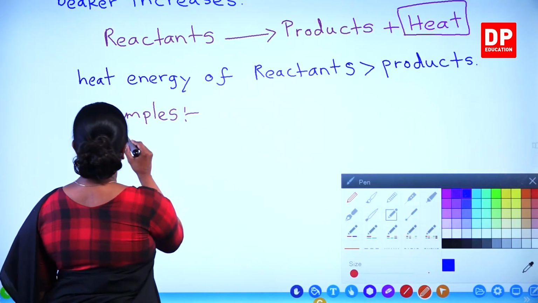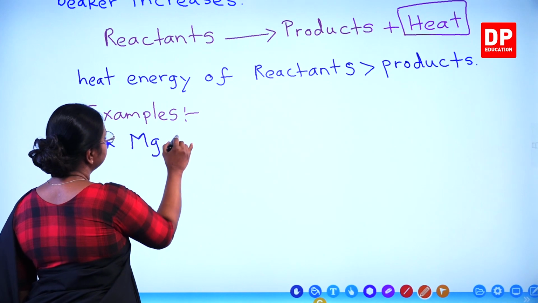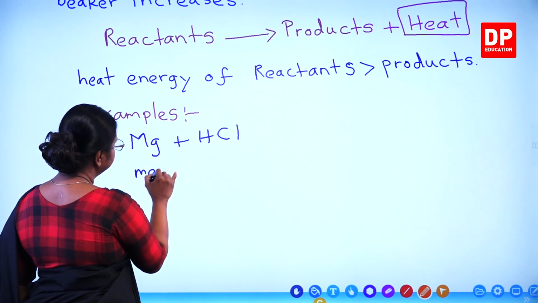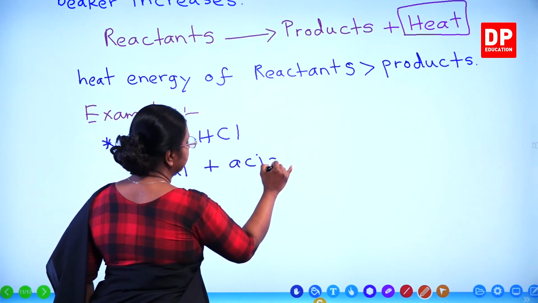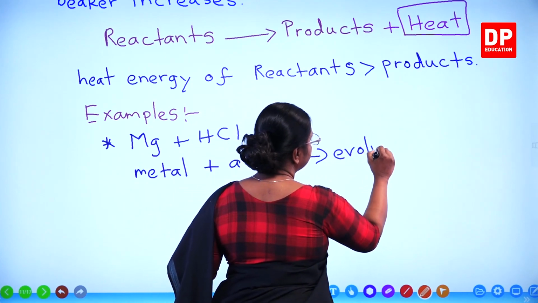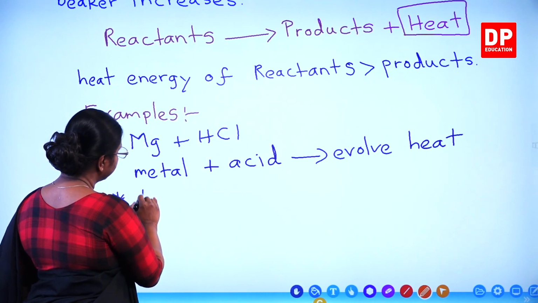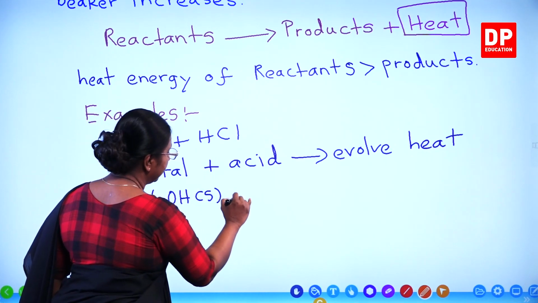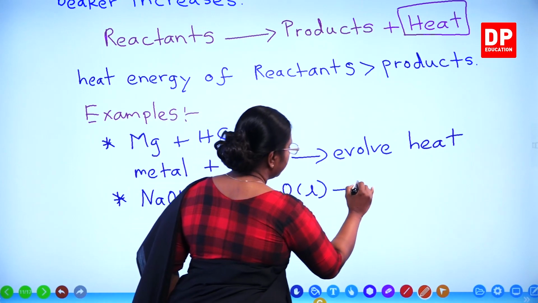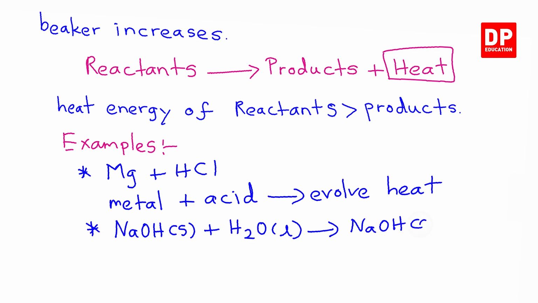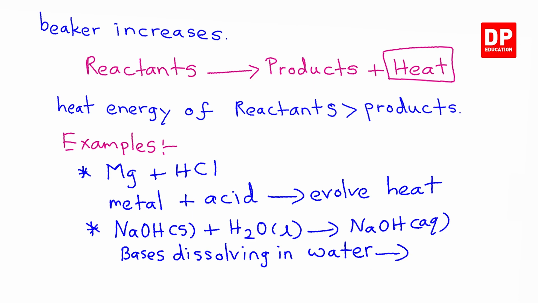The first one, we looked at the reaction of magnesium with HCl. This is a metal reacting with acid. Usually they evolve heat or release heat. Another example, we saw the dissolving of sodium hydroxide solid in water, forming the sodium hydroxide solution. So here also bases dissolving in water also releases heat.